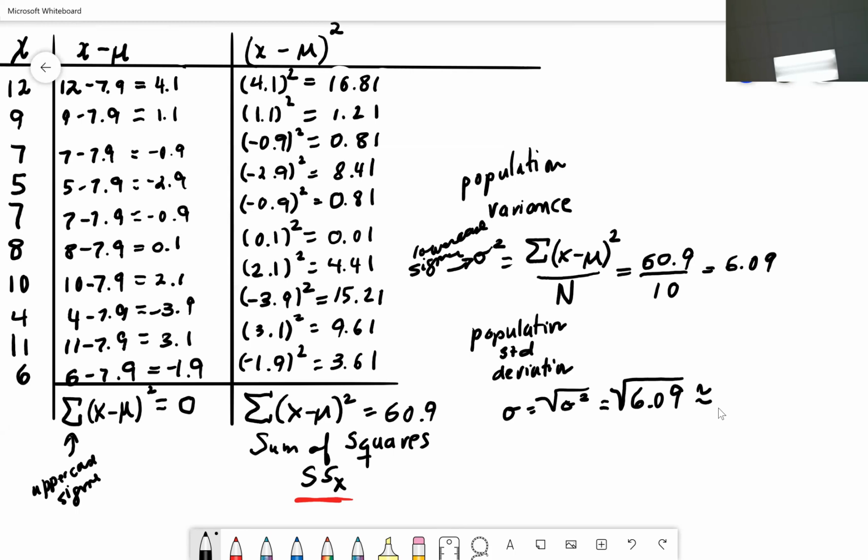And usually you're going to round this if it's not a nice number. We can talk about rounding at another time. The square root of 6.09 comes out to approximately 2.47. So you found the range, you found the mean, you found your variance and your standard deviation, and you're done.